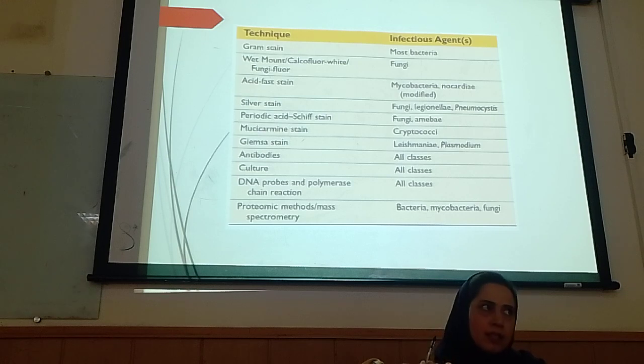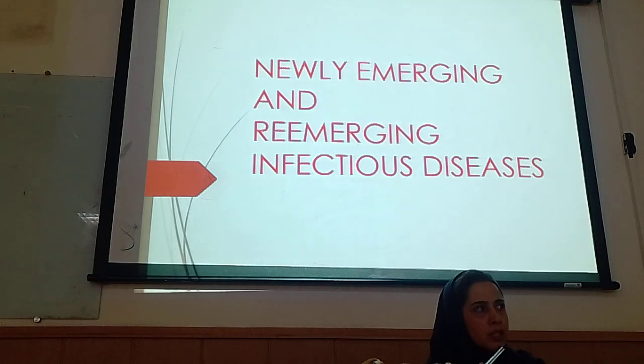And acid fast stain is used for mycobacteria or Nocardia. Silver stain for fungal elements and Pneumocystis and also Legionella, and also spiral bacteria, for example, Treponema, Borrelia. And Giemsa stain for Leishmania or Plasmodium, antibodies, culture, DNA or proteomics for different kinds of infectious agents.